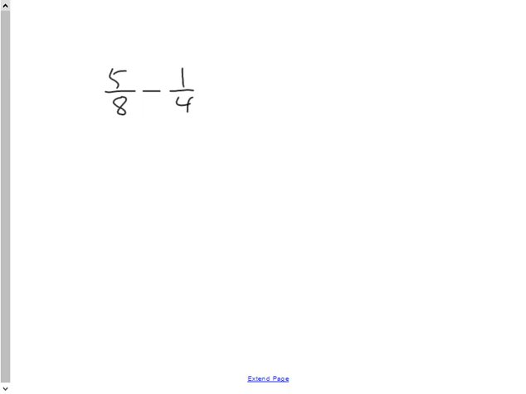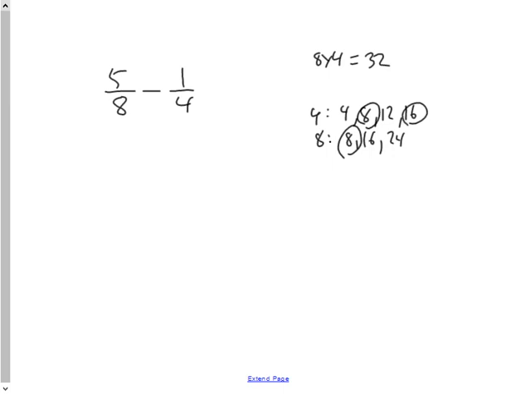Your next question, 5/8 and 1/4. Again, if I was simply to multiply 8 by 4 and get 32, I could use 32 as a common denominator, but that wouldn't be the lowest common denominator, because when I look at my multiples of each, it shares 8. 8 would be the lowest common denominator. 16 would be the next lowest. So I like to use the smallest common denominator because it keeps my fractions as small as they can be.